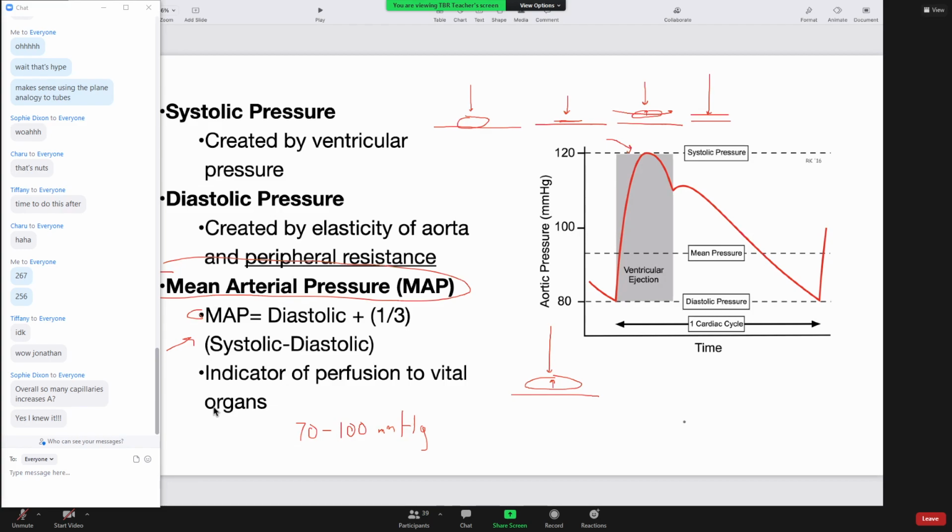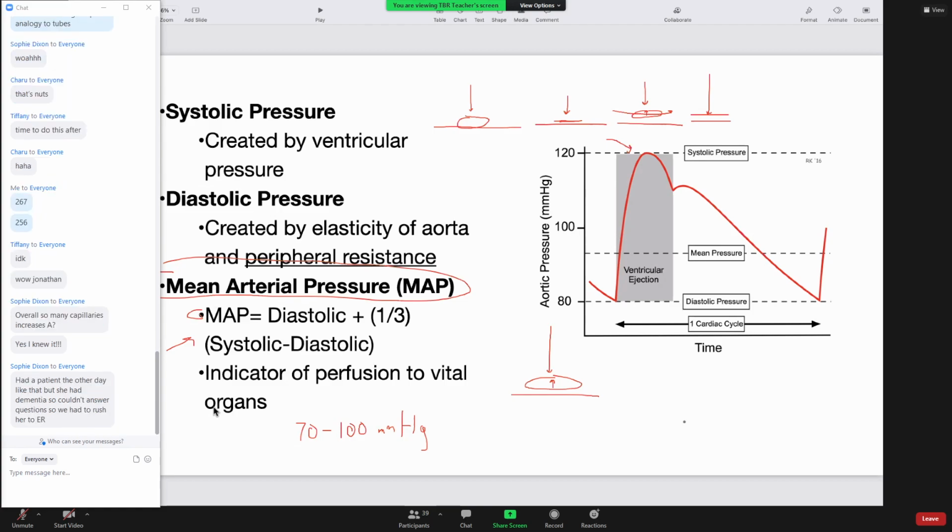And so you ask them, hey, do you have a headache? Do you have any ringing in your ears? Are you having any vision problems? Because they're at high risk for stroke. And so that is something not good. We want to keep it in between 70 and 100. There is a happy medium. We don't want it too low because we're not getting enough vital perfusion. And we don't want it too high because we don't want to rupture our blood vessels.